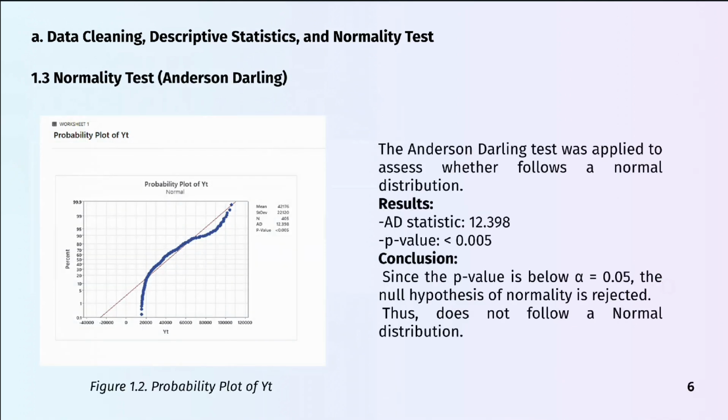To test for normality, we use the Anderson-Darling test. The results show an AD statistic of 12.398 and a p-value below 0.005. Since the p-value is smaller than the 0.05 significance level, we reject the null hypothesis. This means that YT does not follow a normal distribution, which is also clear from the probability plots, where the points deviate significantly from the reference line.